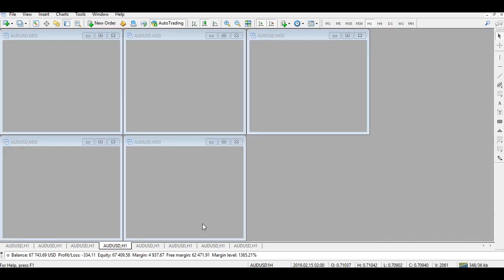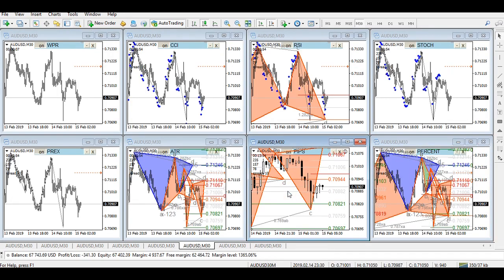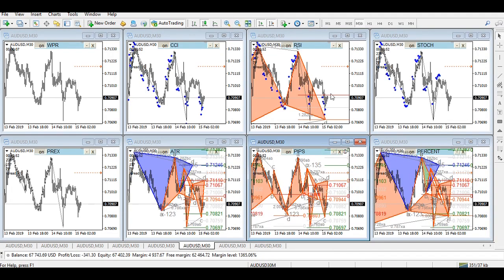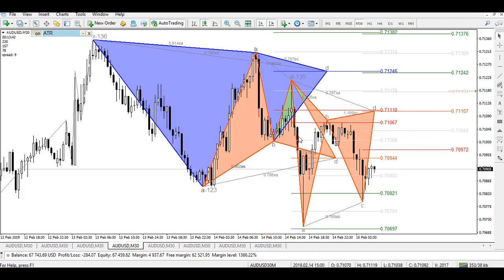Okay, next pattern is Aussie Dollar 30 minute. So let me have a look at this larger picture. Here and here. So one of the patterns, this bull pattern, hit take profit, but I was sleeping. I need to sleep as well.